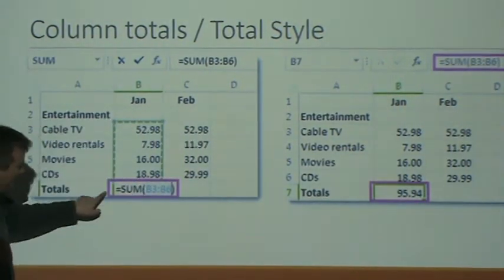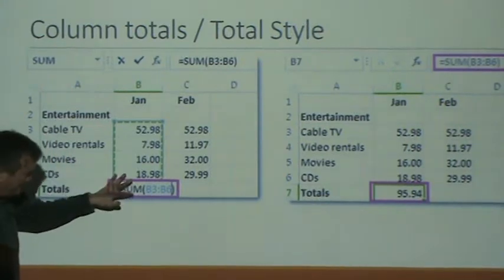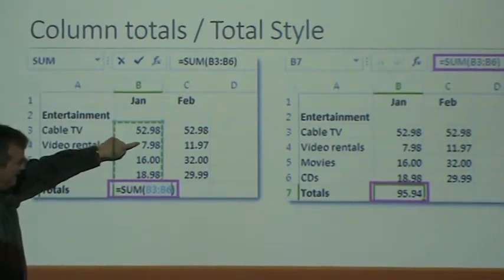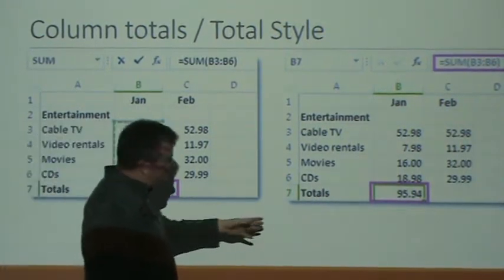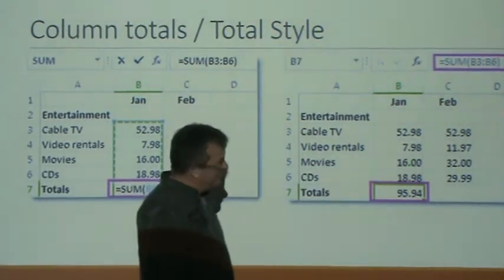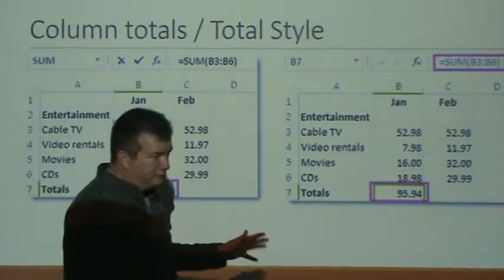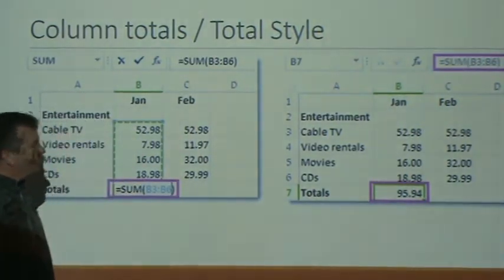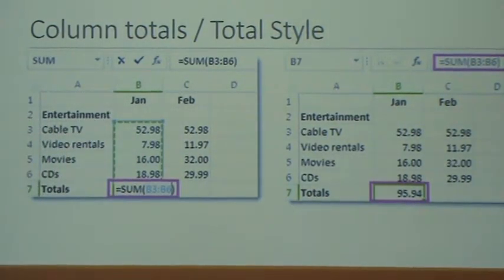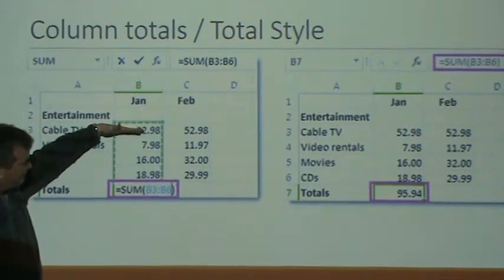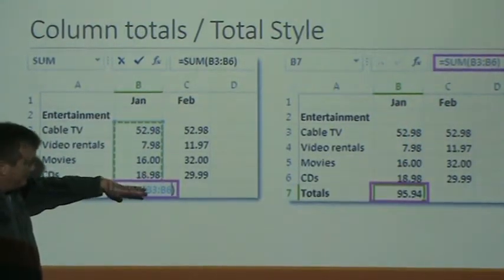Once you type in this function and hit enter, it'll actually do the math. It will add these numbers up and print it. It would look like this: $95.94 is how much money you spent on entertainment. Okay, so that's summing up a bunch of cells and having them equal a total.